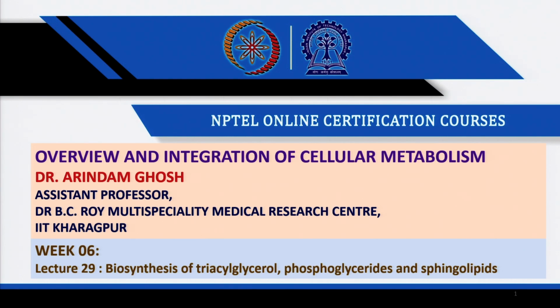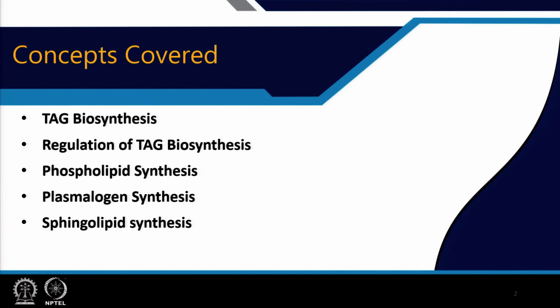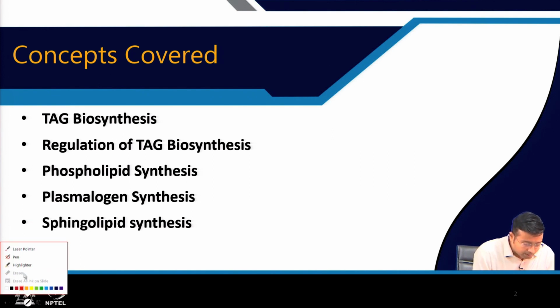We are continuing with lipid metabolism, and in today's class we will be discussing the biosynthesis of triacylglycerol, phosphoglycerides and sphingolipids. These are the concepts that we will be covering. We will be covering the entire pathway where triacylglycerol biosynthesis is done, how the entire process is regulated, and we will also be looking at the overview of phospholipid synthesis, plasmalogen synthesis as well as sphingolipid synthesis.